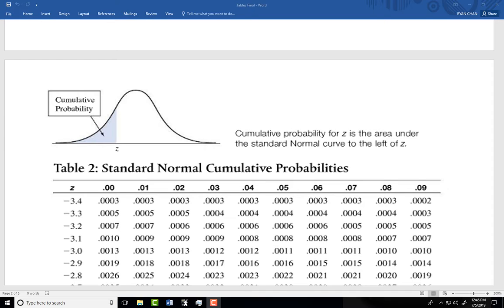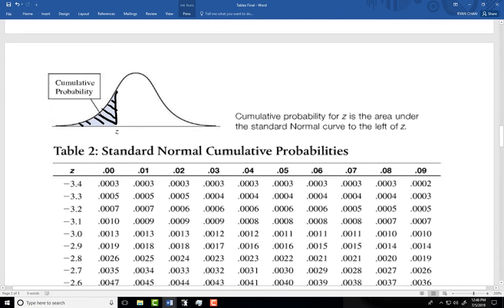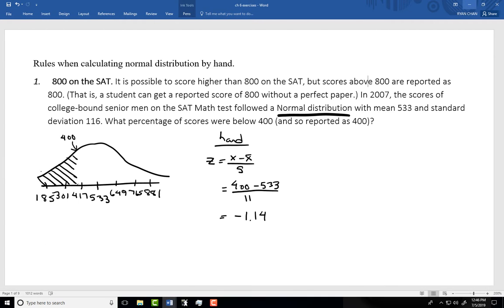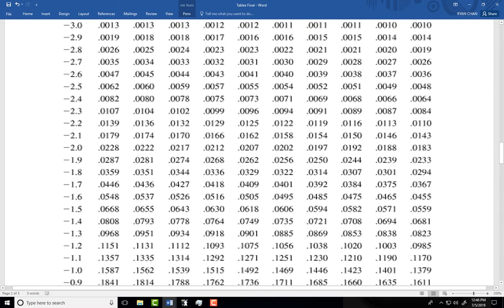One thing you want to keep in mind is that it is shaded right here like this. Your table actually goes to the left of whatever your marking is. So the table always shades to the left, and this is important. Always remember that the table always goes to the left, okay? So my z-score is negative 1.14. So negative 1.14, how do I look it up?